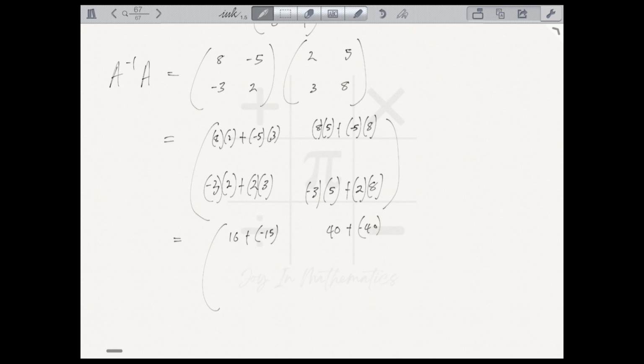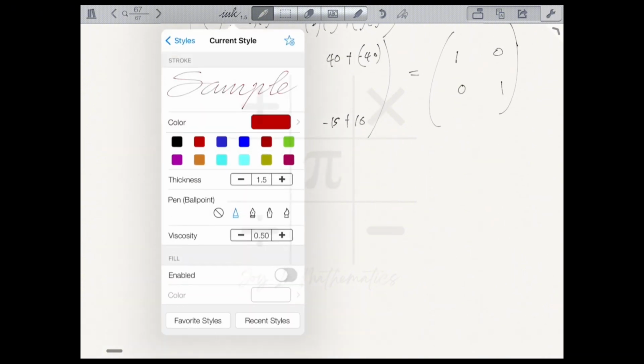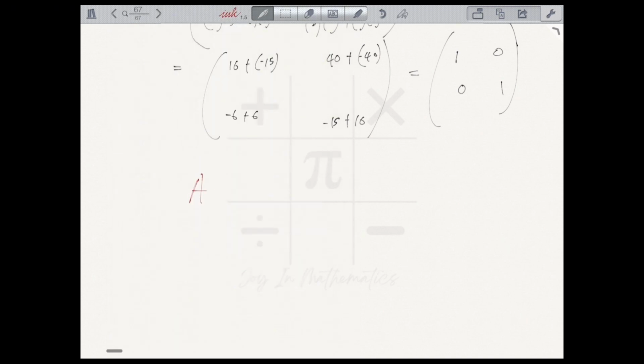Okay, we have minus 6 plus 6, and we have minus 15 plus 16, and this results in an identity matrix of 1, 0, 0, 1, a 2 by 2 identity matrix. So now we can come to a conclusion that A multiplied by A inverse is equal to the inverse of A multiplied by A, which will result in an identity matrix.